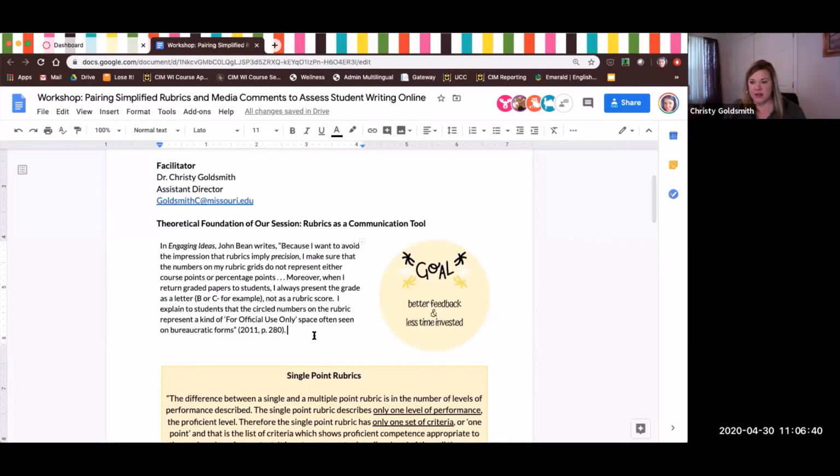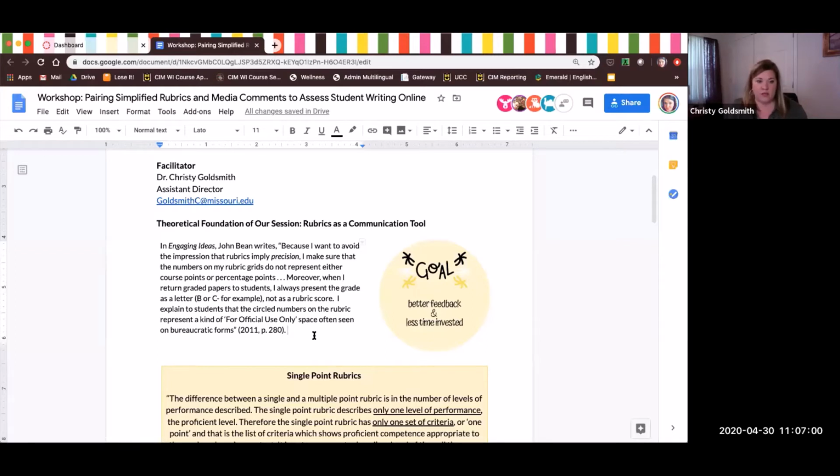Laura says, I like the idea of disengaging the grade from rubric values. I do too, Laura, and the reason I like that is because it helps students understand that writing can never be objective as much as we want to make it such, right? That it's always subjective, and that's kind of the neat part about writing, right? Is that there's this gray area between the black and white.